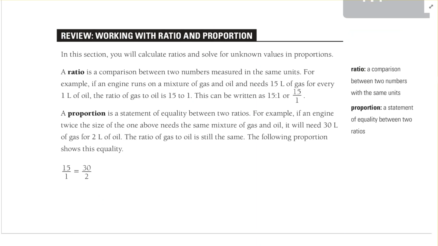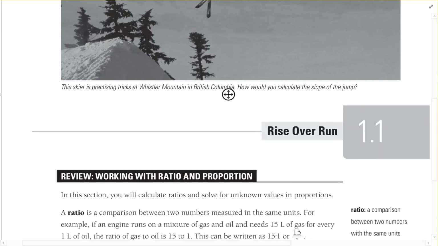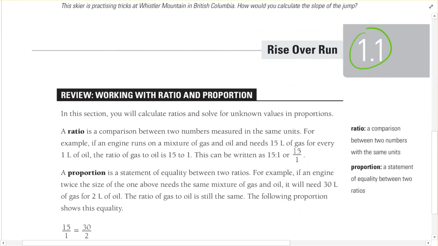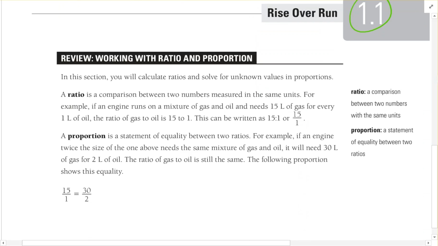So in this first section, 1.1, we are going to be talking about ratios, and we're going to be talking about proportions first. So ratio, we've got on the side here, right? It's just a comparison between two numbers with the same units. So what I mean by that is, let's say that you had a chainsaw or something. Quite often with chainsaws, you need to mix the gas and oil, and it'll tell you right on the chainsaw that you need a certain ratio. You need a certain amount of gas to a certain amount of oil.